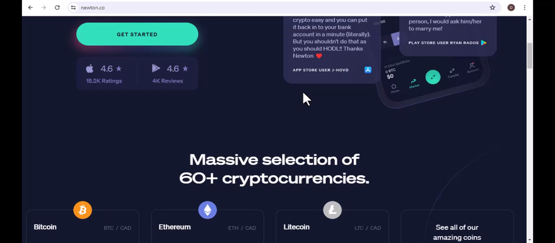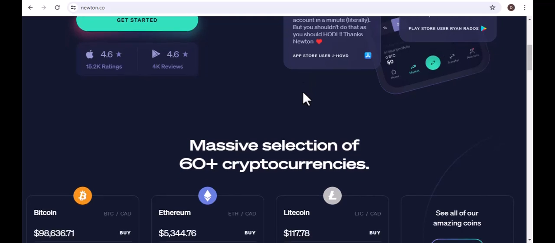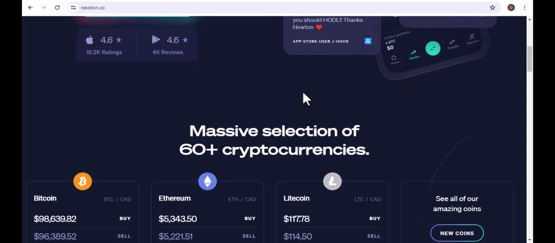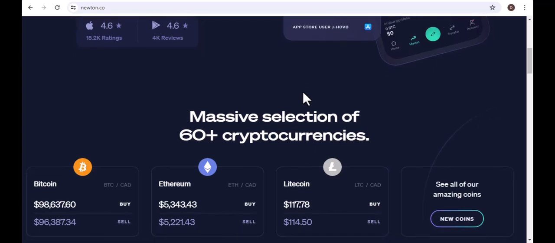Cryptocurrency withdrawals. If you're withdrawing cryptocurrencies from Newton to an external wallet, there will likely be network fees involved. These fees are not charged by Newton but are paid to the blockchain network to process the transaction. The amount of these network fees can fluctuate depending on the specific cryptocurrency and the network congestion at the time of the withdrawal. Newton will typically display the estimated network fee before you confirm the withdrawal. So, while depositing and withdrawing Canadian dollars is generally free on Newton, be aware of potential bank fees and the network fees associated with cryptocurrency withdrawals.